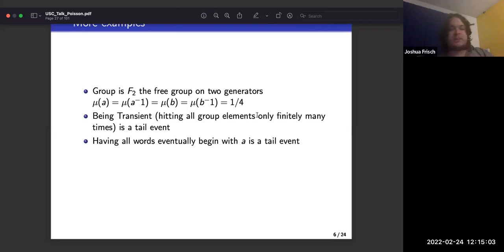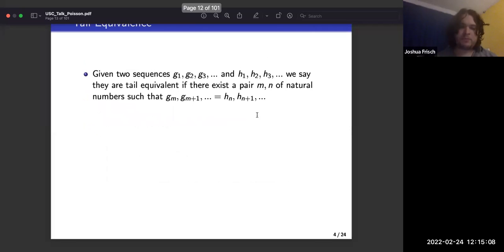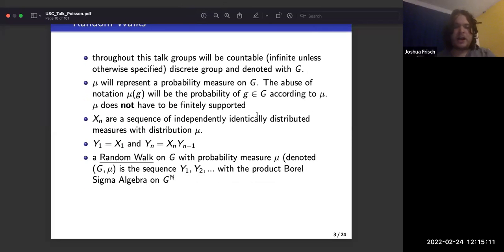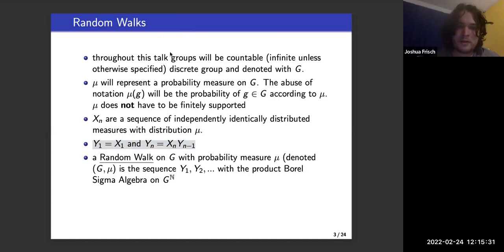Having all words eventually begin with A is a tail event. And I think I used a different notation here. I think I might actually prefer my random walks to be right random walks. So I think it might be better if the xn here was multiplying on the right. So it's the same basic idea, right? Up to a flip, it's exactly the same.